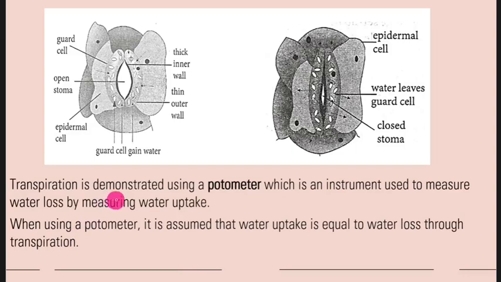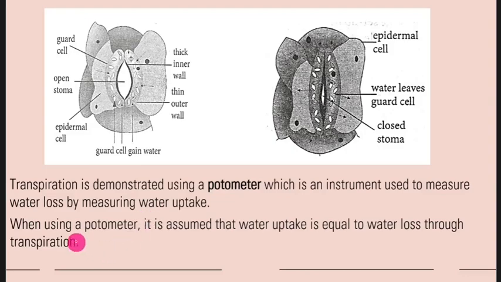Transpiration is demonstrated using a potometer, which is an instrument used to measure water loss by measuring water intake. So what are we trying to say here? What we are trying to say, guys, is that transpiration can be measured or monitored using an instrument called a potometer, which is used to measure uptake of water by a plant.